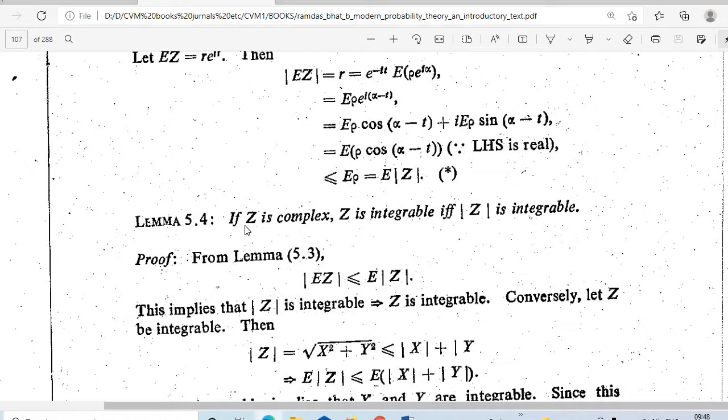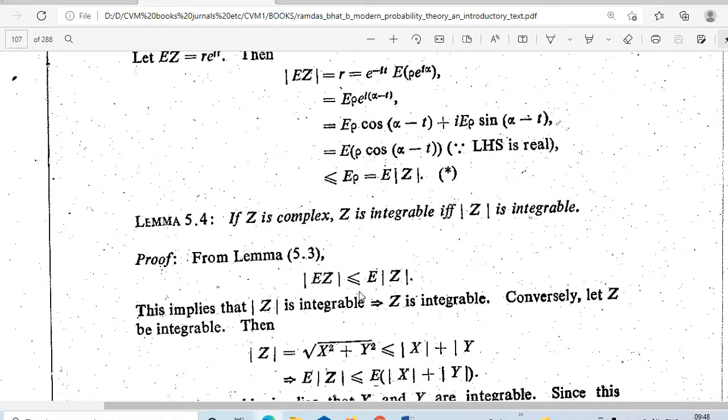Now another result: if z is complex, then z is integrable if and only if the modulus of z is integrable. From the previous result, the modulus of the expectation of z is less than or equal to the expectation of the modulus of z. If the modulus of z is integrable, this expectation will be finite. So automatically the left side will be finite and the expectation of z will be finite. That is, z is integrable.